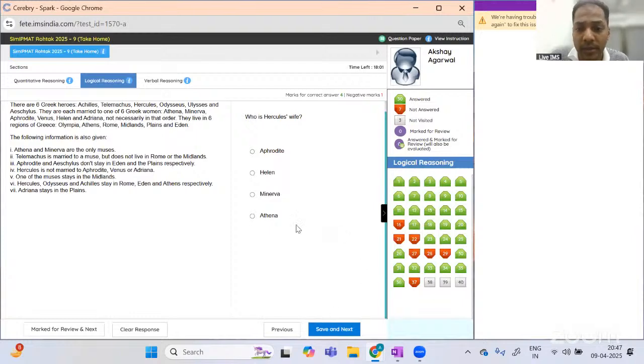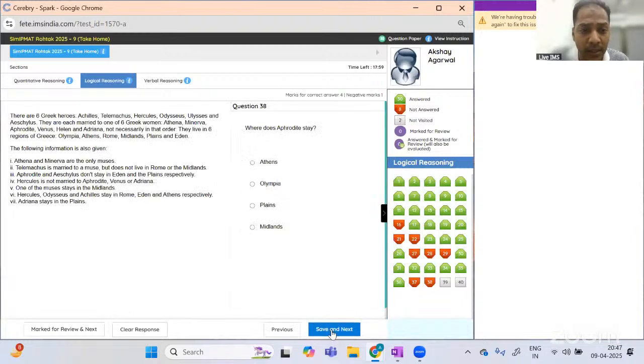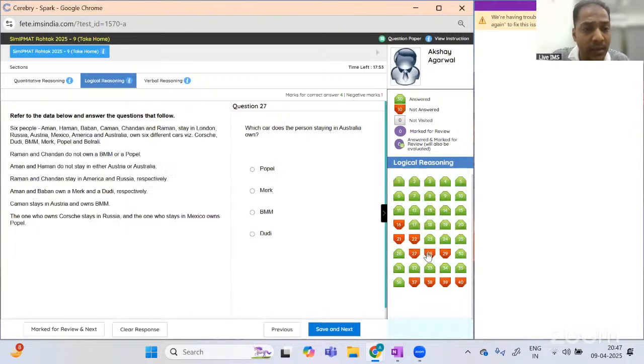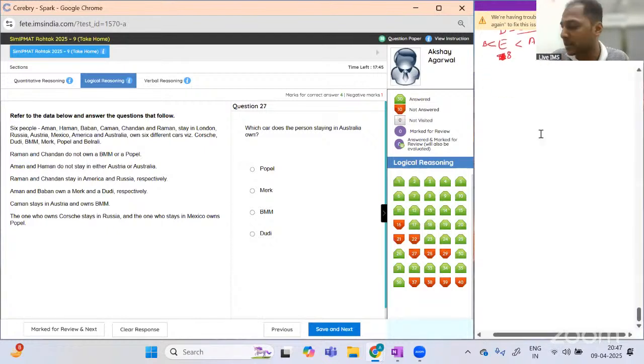We have reached question number 37, 38, 39, 40. So 4 questions of this set, and 27, 28, 29, 3 questions of this set. I have 17 minutes left. I have more confidence in LR than the RCs. So I'll first try to complete these LR sets in 7 minutes and then give 10 minutes to reading comprehensions in the end. Speed up, come on, fast.